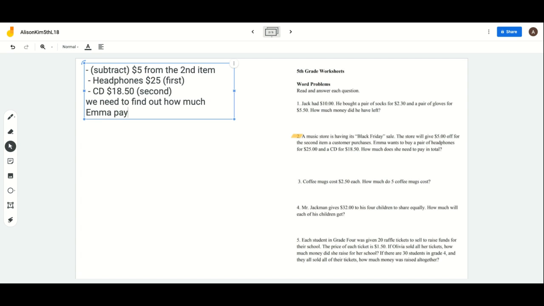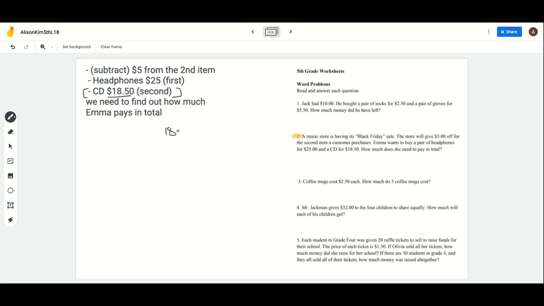pays in total. So we know that we need to find the total amount for the headphones and the CD, right? But it also says that since it's Black Friday and there's a sale, the second item will be $5 off. And we already know that the second item was right here, the CD, right? And it says that the CD was $18.50. So we're going to subtract $5 from $18.50.